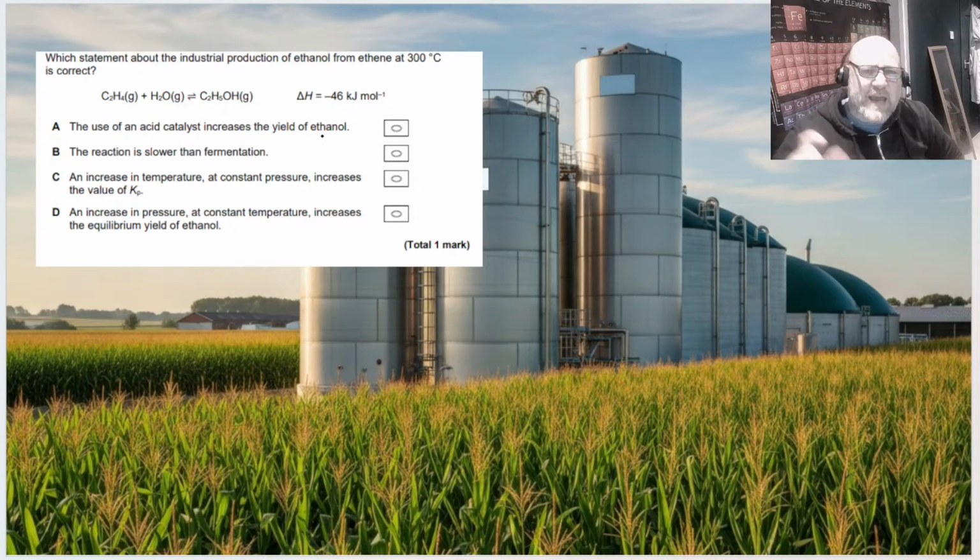So does a catalyst affect yield? What does a catalyst do? The reaction is slower than fermentation. It's done at 300 degrees, so I doubt it's going to be slower. Fermentation's about 30 degrees. So let's go with that one's incorrect. An increase in temperature at a constant pressure increases the value of Kp.